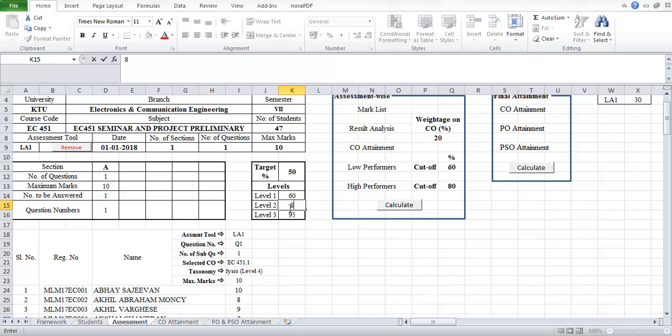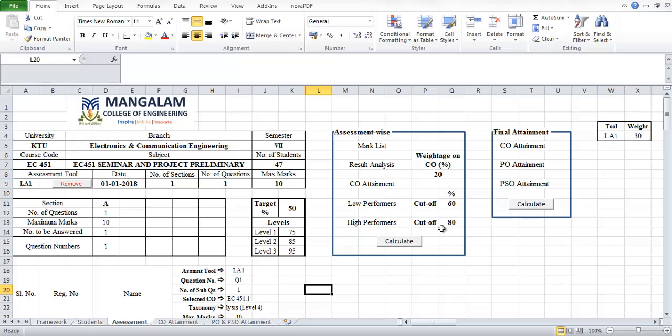Level 2 I will decide as 85 percentage, and level 3 I will decide as 75 percentage. So the target is again 50 only I will keep. So 50 percentage of students should try to achieve these levels, then only those marks will come. Then, as I said, for seminar we are having 50, for project preliminary we are having 50, and that seminar's 50 is going to be divided into 5. So 50 divided by 5, the weightage of CO will be 10.